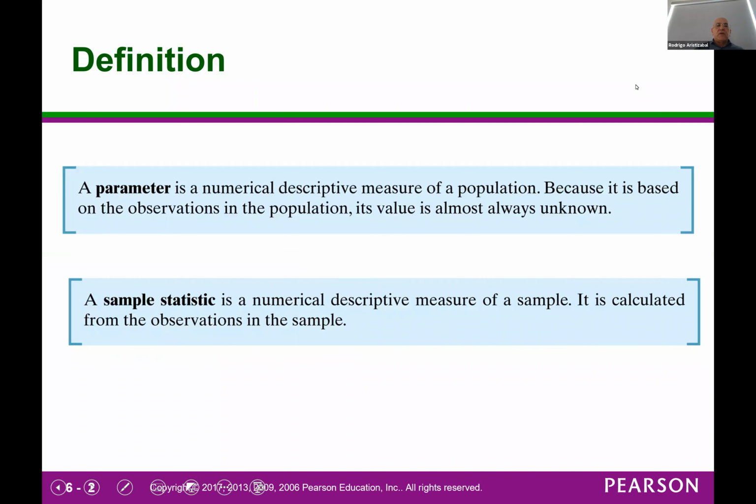Okay, first of all, let's start with the definition of these two terms that you know, parameter and statistic. A parameter is related to a population, a statistic is related to a sample. A parameter is a numerical descriptive measure of a population. Because it is based on observations in the population, its value is almost always unknown. A sample statistic is a numerical descriptive measure of a sample. It is calculated from the observations in the sample.